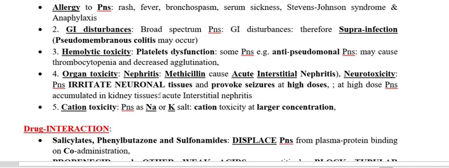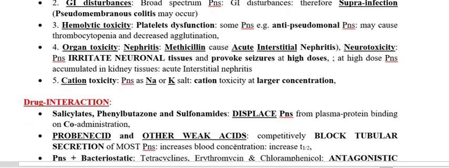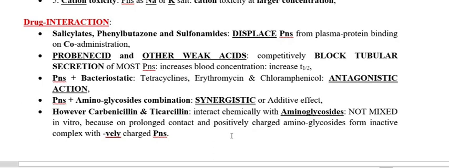The next untoward effect is that when you take a large amount of penicillin over a longer time interval, particularly the sodium and potassium salts, they are going to produce sodium and potassium, or you can say cation, toxicity in long-term therapy. Now the last one is drug-drug interaction. The name is a clear-cut indication: this is the interaction between two drugs, penicillin and a drug other than penicillin.